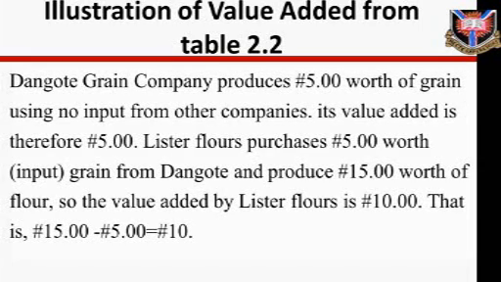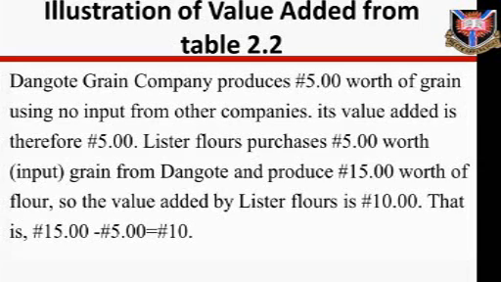Answer. Value added for any firm is the market value of its product or service minus the cost of input purchased from other firms. So, for these three firms, their value added can be calculated thus. Dangote Grain Company. Dangote Grain Company produced 5 naira worth of grain using no input from other companies. Since it purchased no input from other companies, the cost of input purchase is 0. Dangote's value added is therefore 5 naira, which is the market value of its product less the cost of input purchase. Thus, Dangote Grain Company's value added equals 5 naira minus 0 naira, which equals 5 naira.